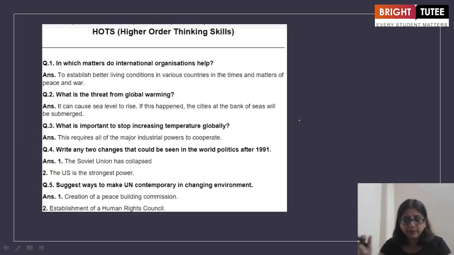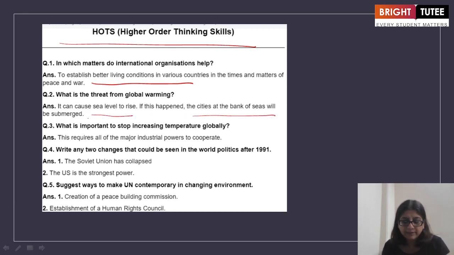Let's revise with the HOTS. These are higher order thinking skills. In which matter do international organizations help to establish better living conditions in various countries? And what is the threat from global warming? It may cause sea levels to rise, and the cities at the bank of seas will be submerged.